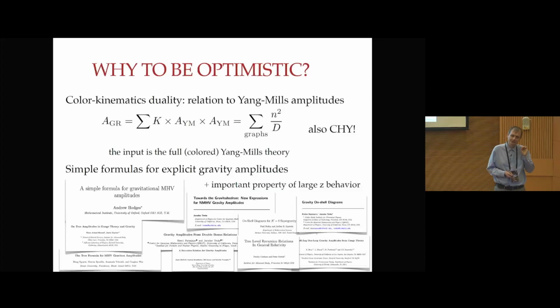And tree-level gravity amplitudes have some very interesting properties. One of them is that, despite there being these poles at infinity, once you look at the large z behavior under the BCFW shift, it's surprisingly good. So there has been a lot of evidence that something good is going on, at least with tree-level gravity amplitudes, but supposedly that will also propagate to loops through the cuts and so on.